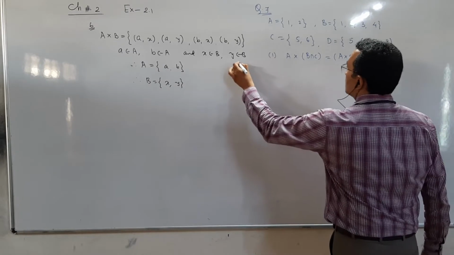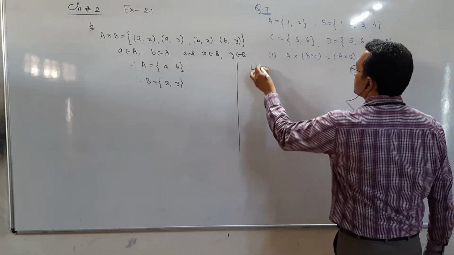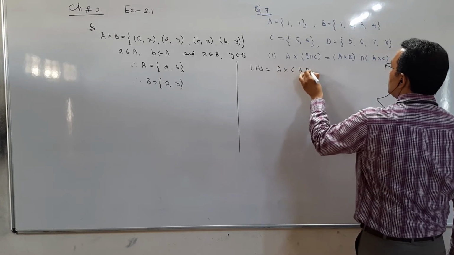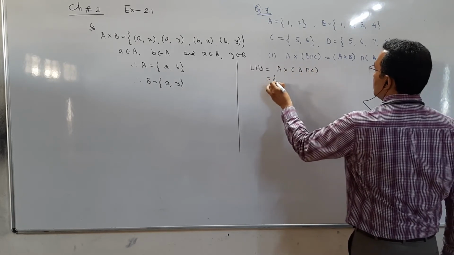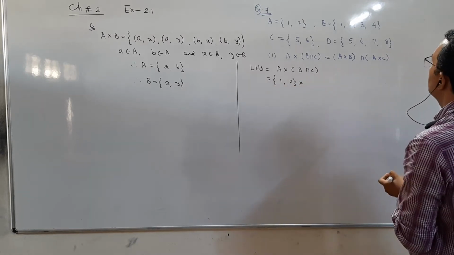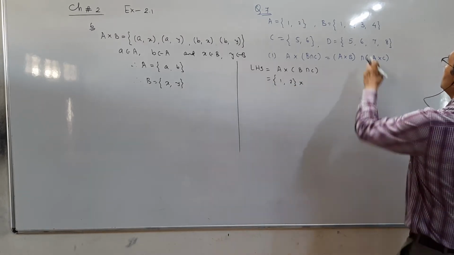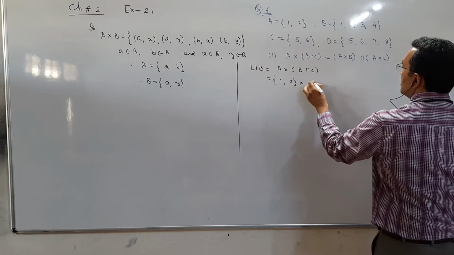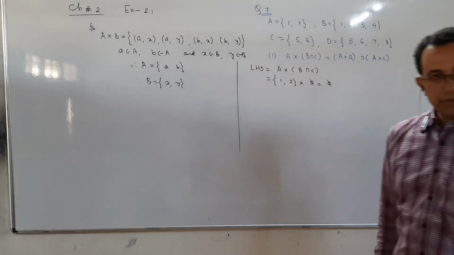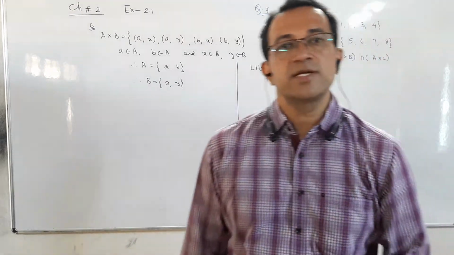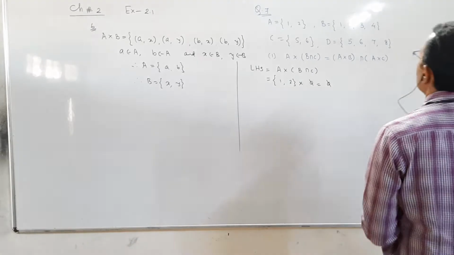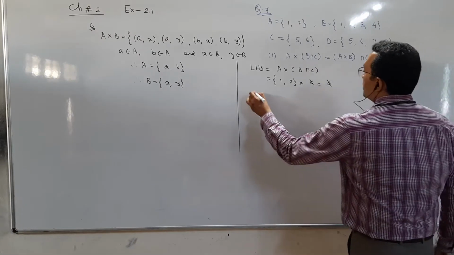So let us start with LHS. It is A cross (B intersection C). What is set A? 1, 2. What is B intersection C? Nothing is common, students, between B and C, so it is the null set. In a Cartesian product, when one of the two sets is the null set, the Cartesian product is the null set. Now, RHS.